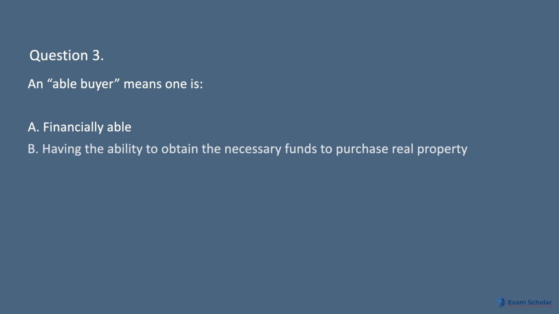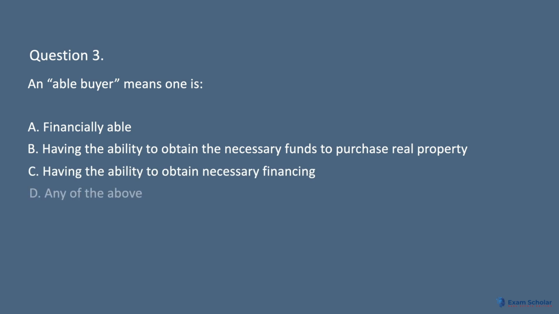Question 3. An able buyer means one is A. Financially able. B. Having the ability to obtain the necessary funds to purchase real property. C. Having the ability to obtain necessary financing. D. Any of the above. Answer: D. Any of these would indicate an able buyer.